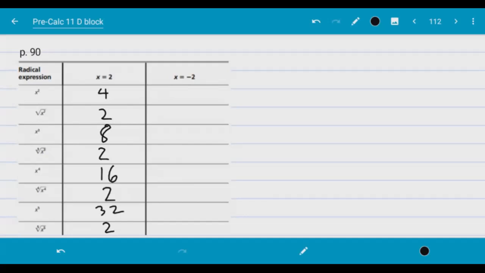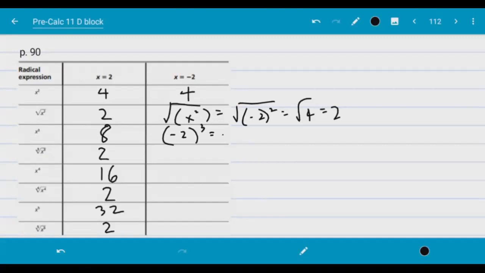Negative 2 squared would be positive 4, right? Because you're multiplying negative 2 by itself. Now, if x is negative 2, look at it this way. X squared: you're going to square negative 2, and that's going to be 4, and the square root is 2 again. However, x cubed is negative 2 cubed, which is negative 2 multiplied by itself 3 times, negative 8.